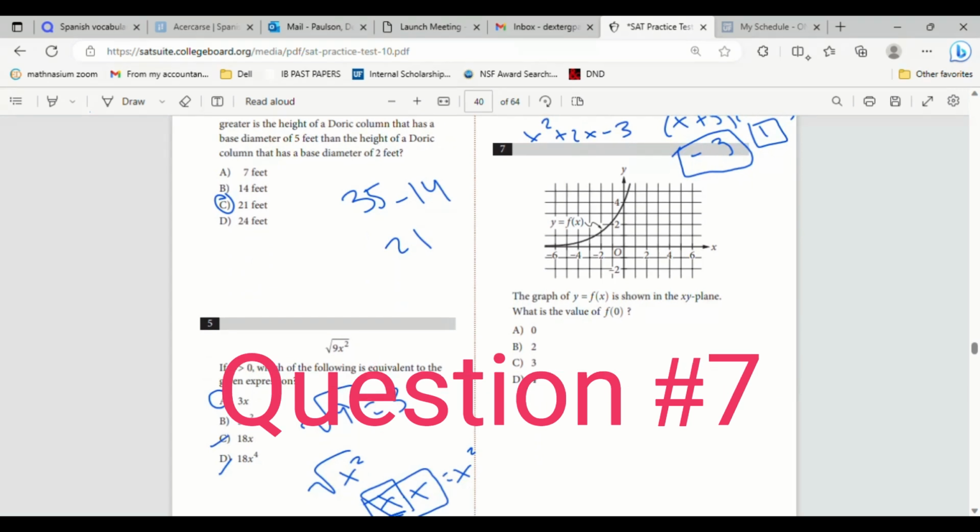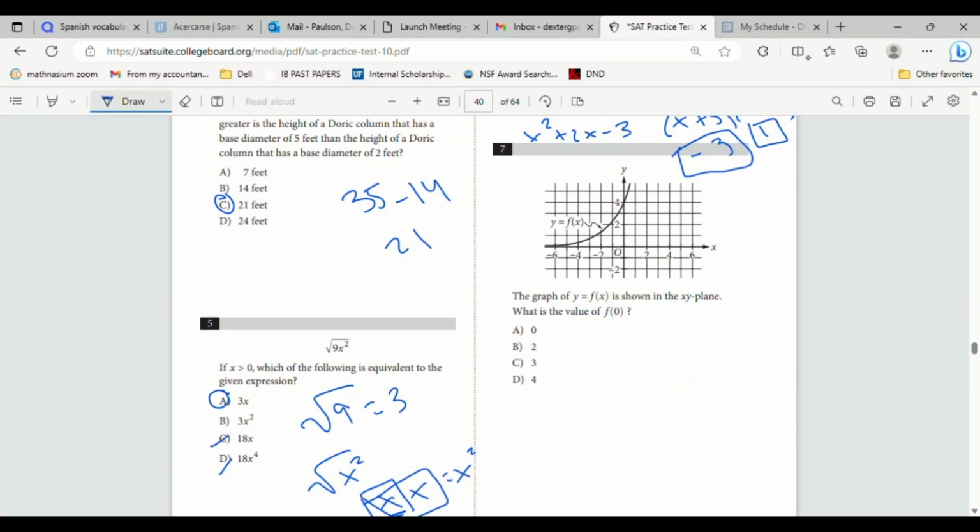Number 7. The graph of y equals f of x is shown in the xy plane. What is the value of f of 0? So f of 0 means when you're on the x-axis, which is right here, and you're at 0, which is the origin, you can go up or down and determine where the function hits. So if we go up, we see that the graph intersects the y-axis at 4. So 7 is D.